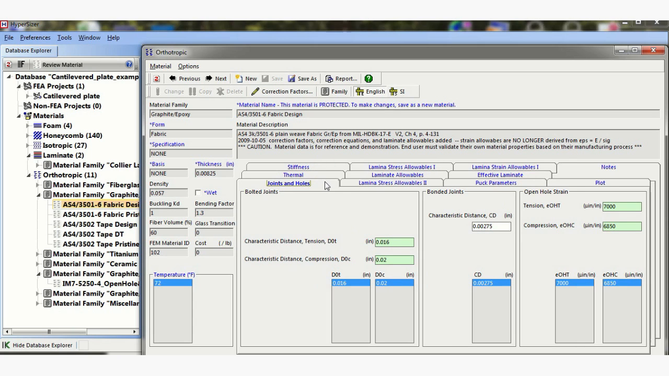We also have joints and holes, so you will want to put in your characteristic distances. And I forgot what these are used for, but generally we don't use these in the analysis. I think perhaps this is used, oh, I'm not going to say because I can't remember now.